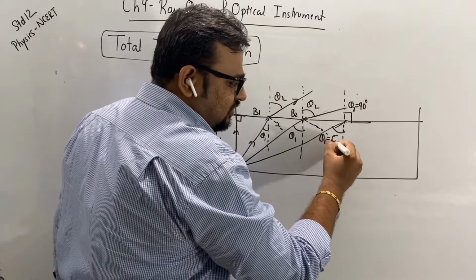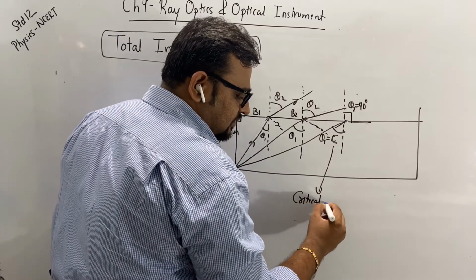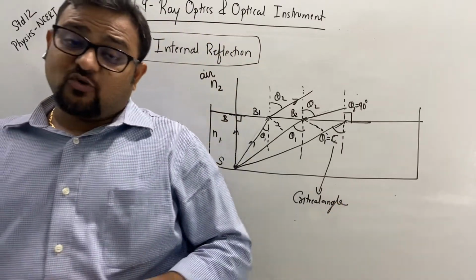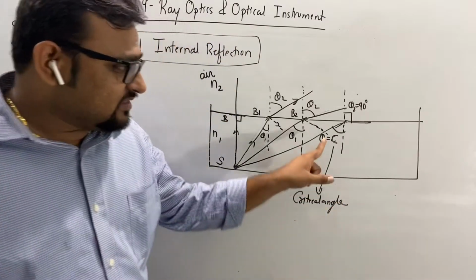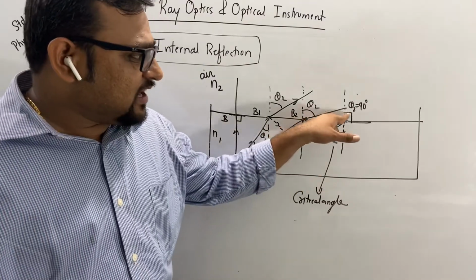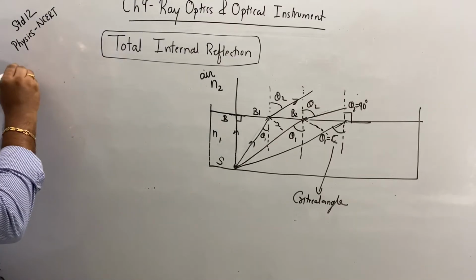This angle of incidence is called critical angle. Okay, so now what is critical angle? This is the angle of incidence when the angle of refraction is 90 degree. That is critical angle.